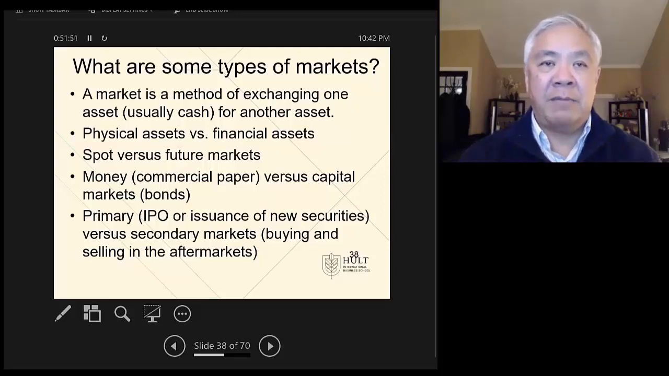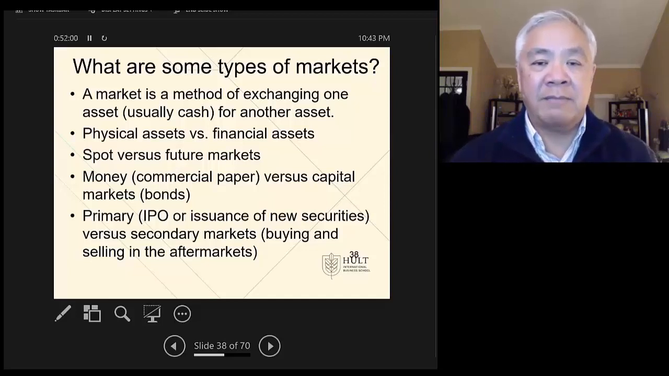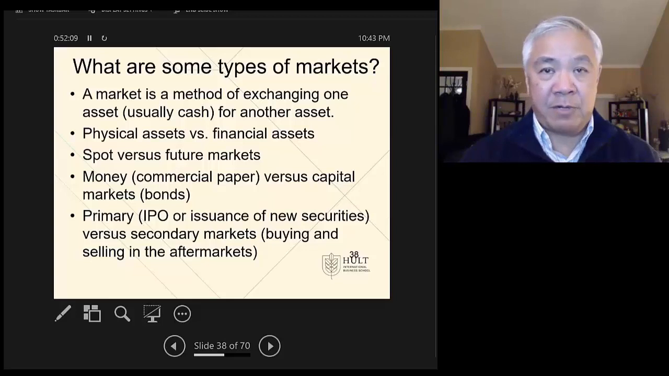So if you're buying a barrel of crude oil, the spot rate means what is the price trading today. A futures is what is the price trading, say, 30, 60, 90 days from now. So that's the difference between spot and future. It's the time dimension.